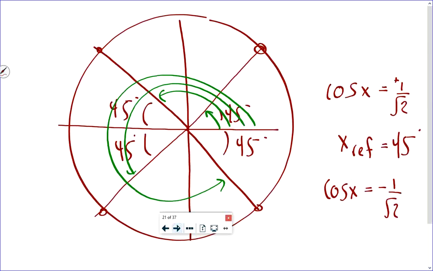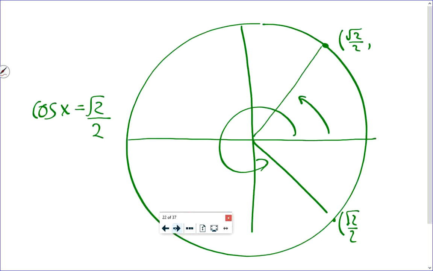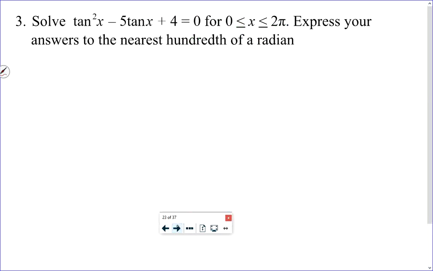All right, let's take a look at the third one. Solve this equation. Express your answers to the nearest hundredth of a radian. Okay, so as soon as you see this, you're not going to use the unit circle. You're just going to go with what's on your calculator. We have to factor this first.